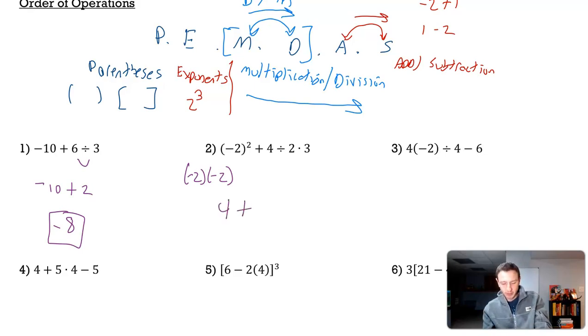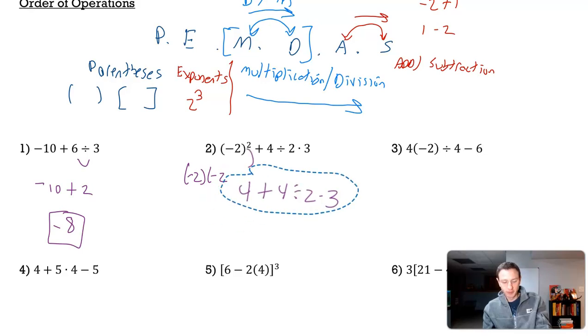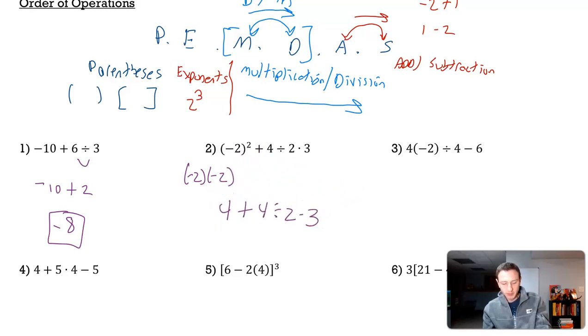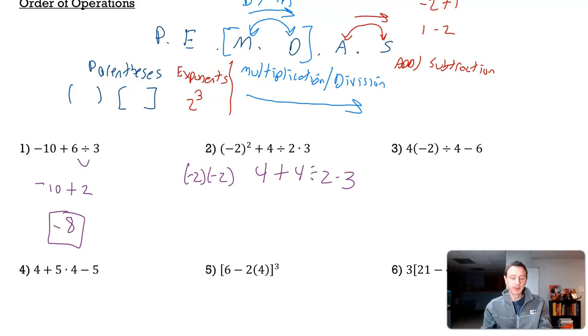And I'm just going to rewrite the problem. Positive 4 plus 4 divided by 2 times 3. So right away, as we go through our order of operations, you see that we have 4 plus 4 divided by 2 times 3. Going left to right, division is happening before the multiplication. So you have to do that first. So it's going to be 4 plus 4 divided by 2 is 2, and then we have that times 3.